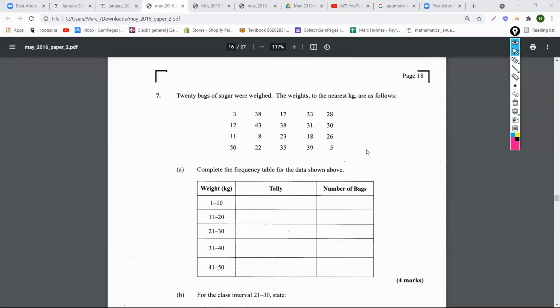So let's look at this question now, guys. This one's not too bad. We get 4 marks, guys, just for tallying this out. So this is very, very easy. Let's look at this right now.